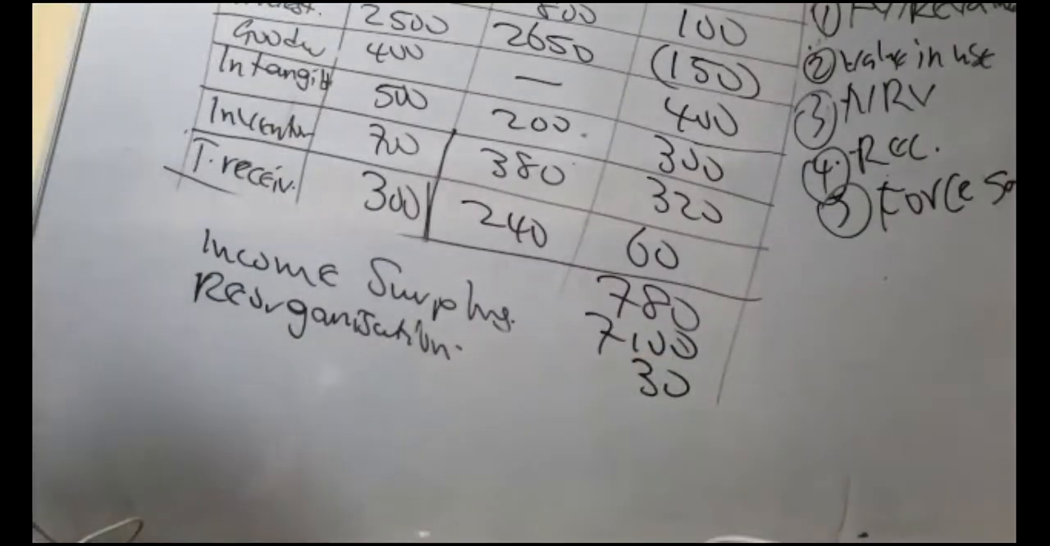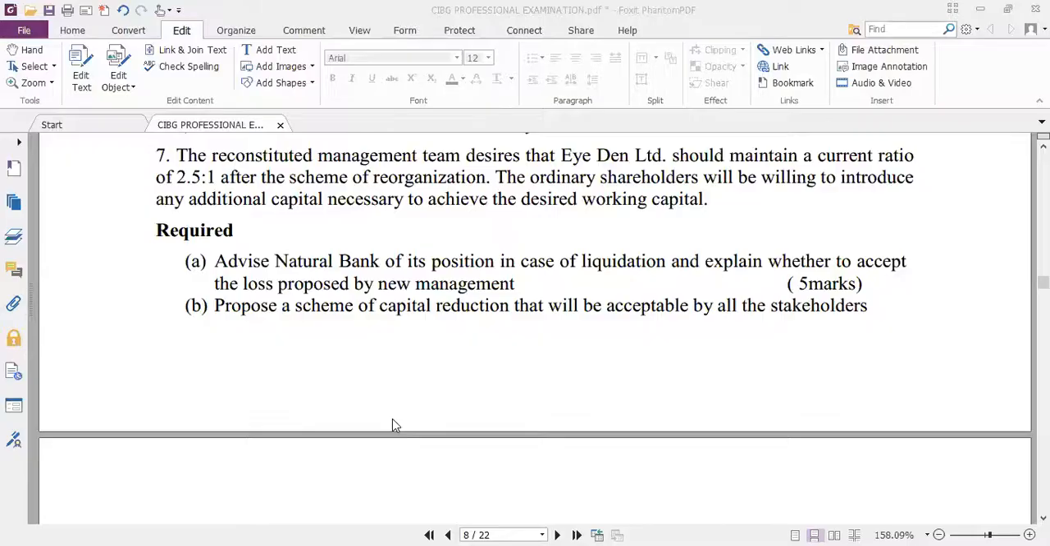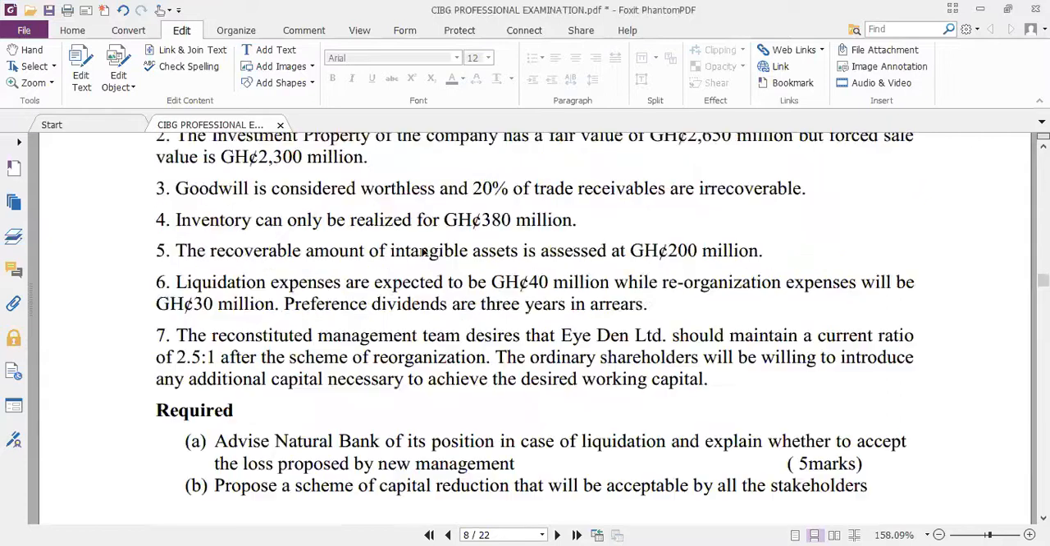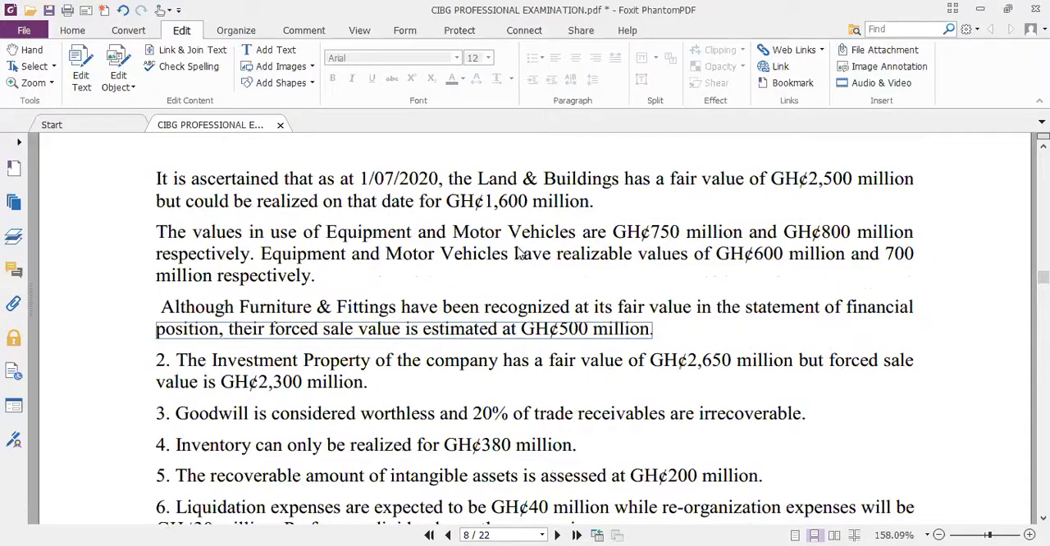Again, is there any preference dividend in arrears? So if there's preference dividend in arrears, now let's see. Last footnote also. Yes, preference dividend is in arrears of 3 years. So what's the preference shares? Let's go and pick the preference shares.